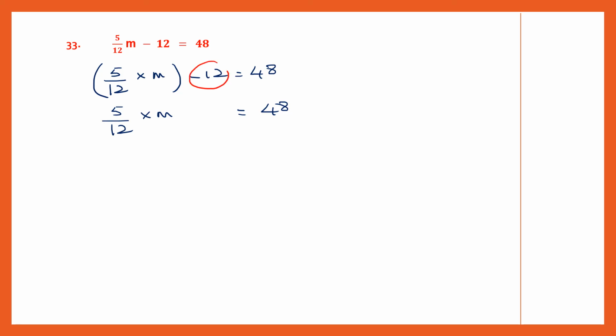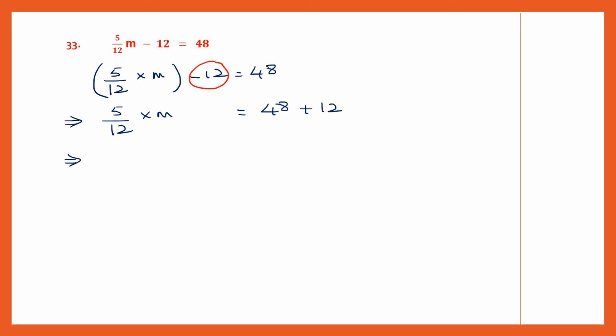33. 5 by 12 m minus 12 equals 48. That means 5 by 12 into m minus 12 is equal to 48. Since we're going to solve for m, we're going to leave this on the left hand side. 5 by 12 into m equals 48. Now I'm going to transpose minus 12 to the other side. It becomes plus 12. So now we are going to solve for m.